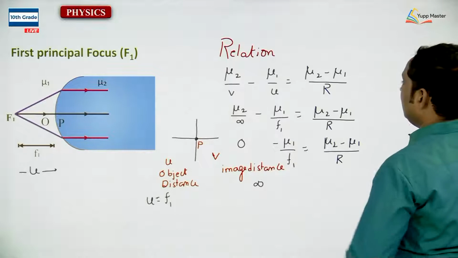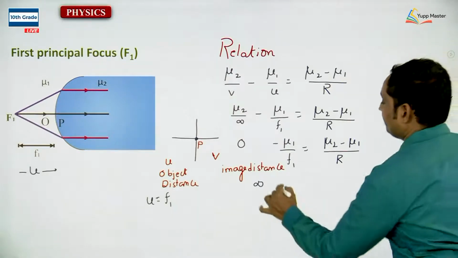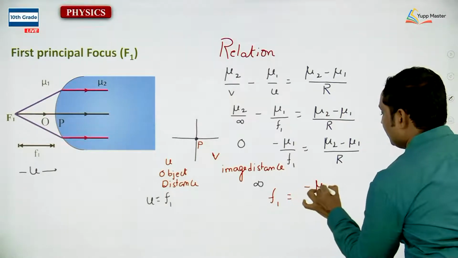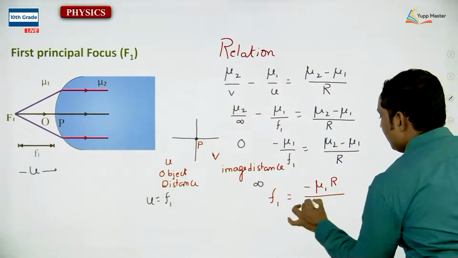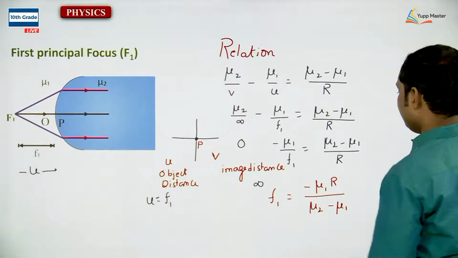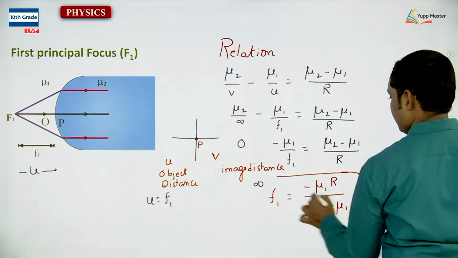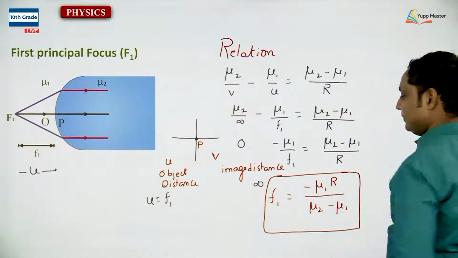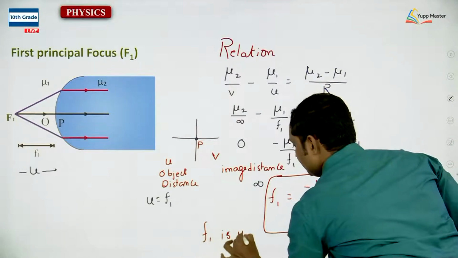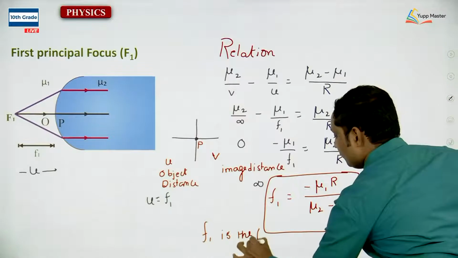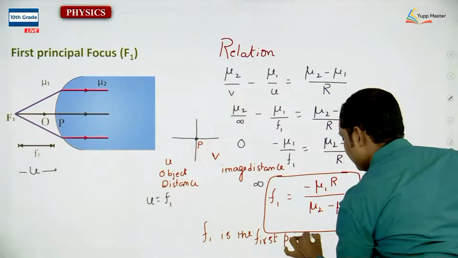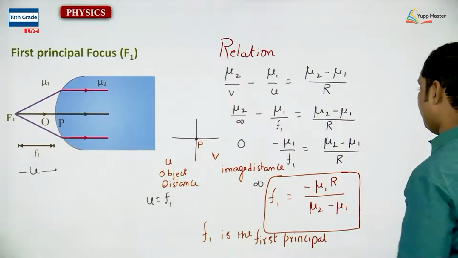So from this above expression you can write f1 is equal to minus mu1 r by mu2 minus mu1. This is the expression for the first principal focal length, right. So f1 is the first principal focal length.